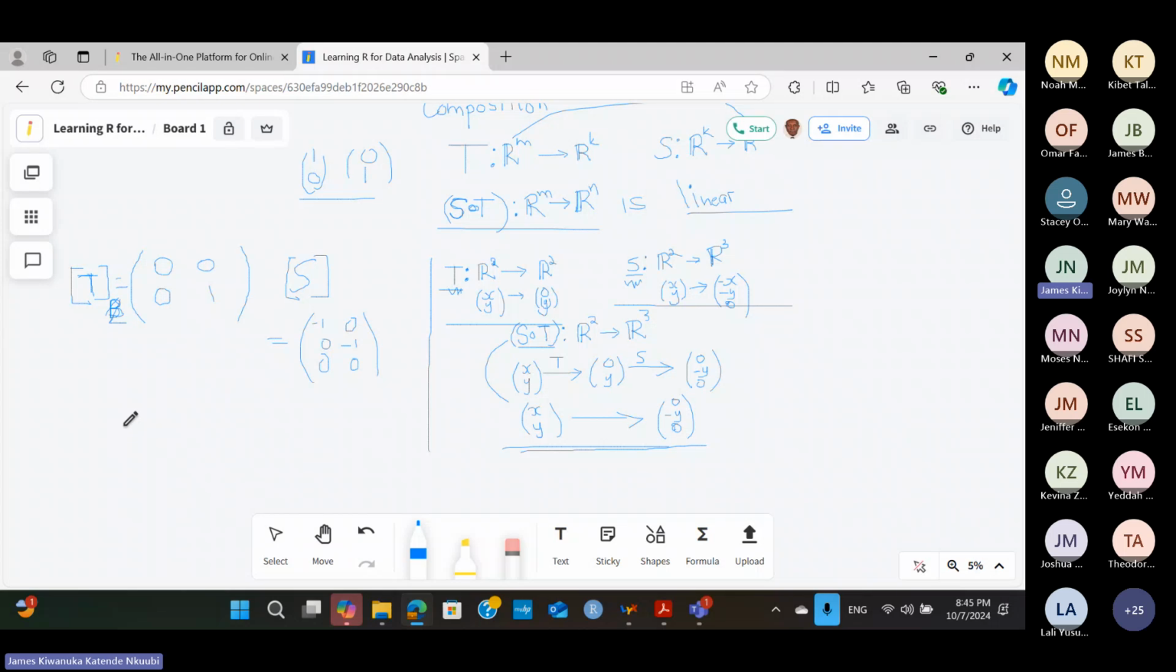Now we need the matrix for the composition, S of T. Now S of T also starts from R2, so again, we'll still be getting the images of the basis vectors for R2. So this matrix will be what?